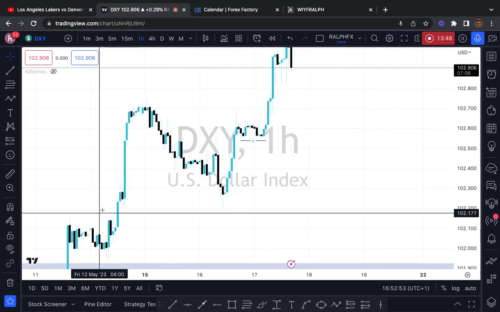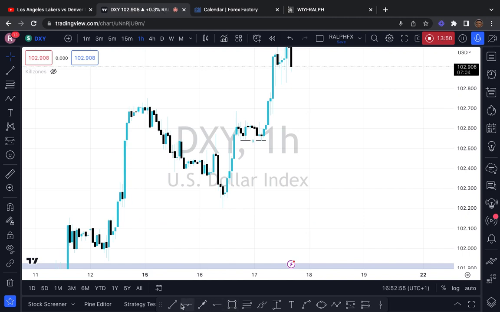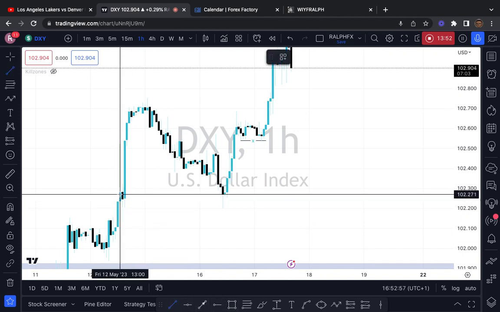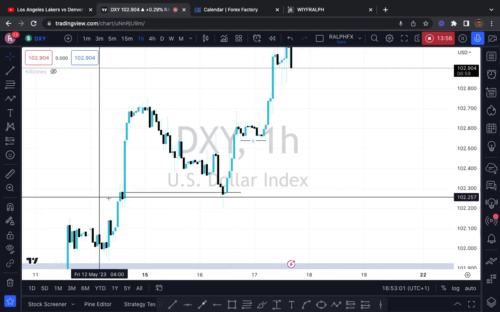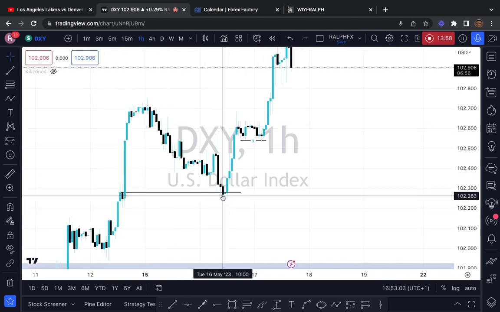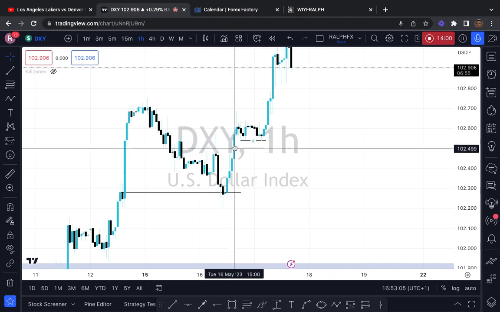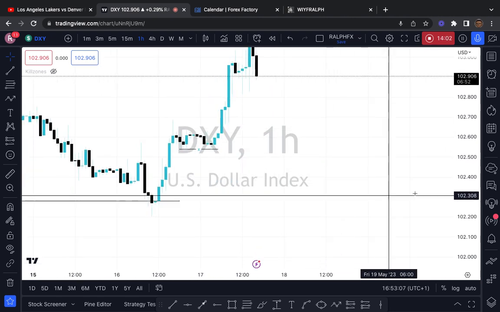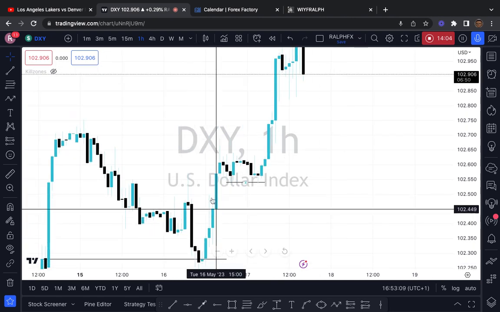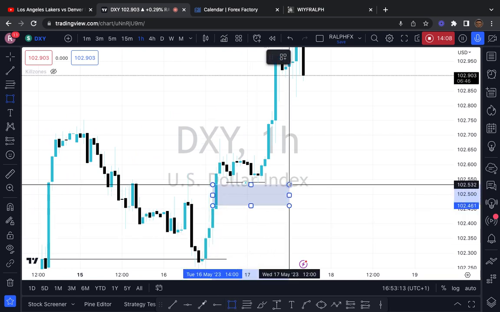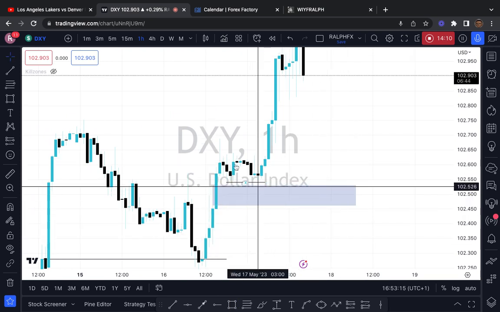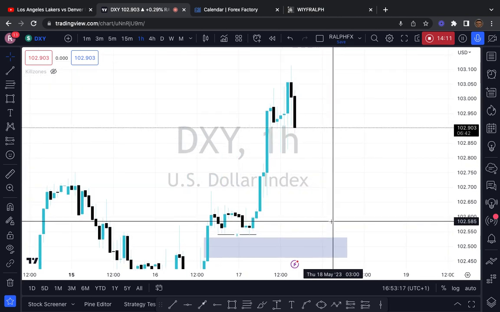So we can see where price came into, right? Price came into this other block right here, this other block is the support. Price created this fair value gap, and we have these equal lows right here. We have this fair value gap here, right? So this is the level that price could eventually come into.